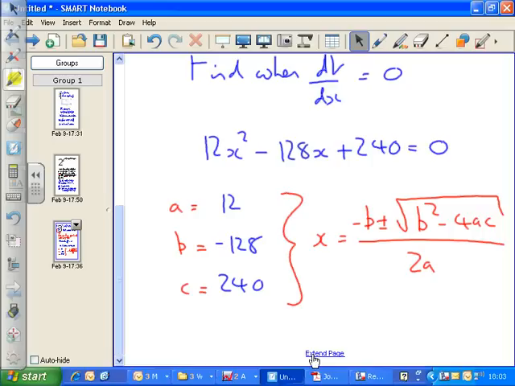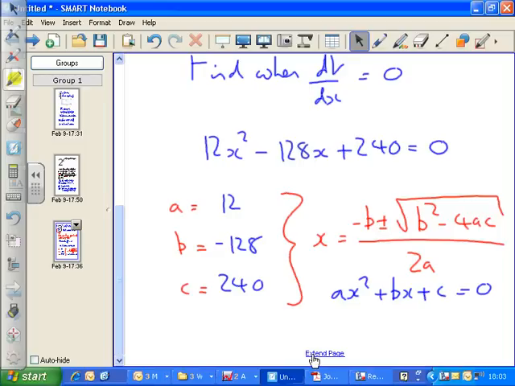No, it's this: a is the coefficient of x squared. Do you remember, this formula goes with the general quadratic ax squared plus bx plus c equals zero. So in other words, a is the number in front of the x squared term, b is the number in front of the x term, and c is the number on its own.